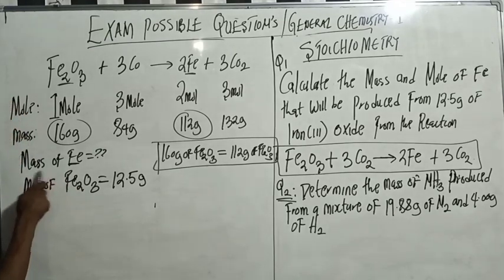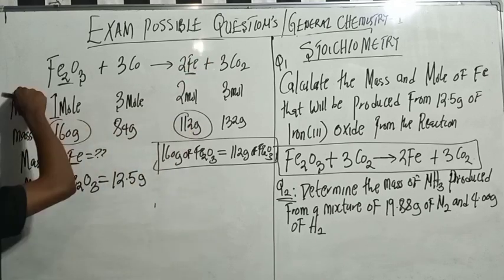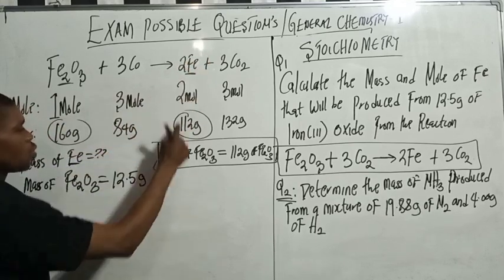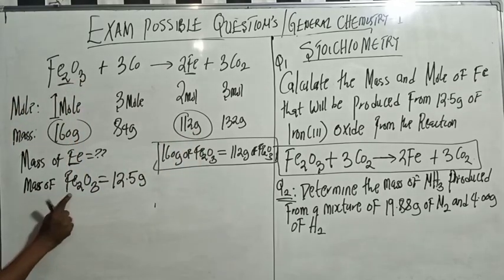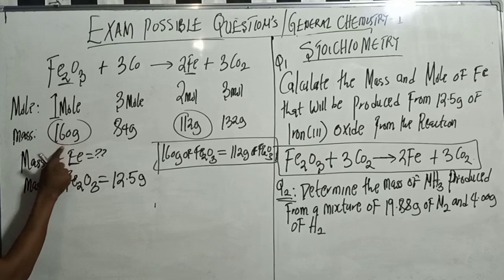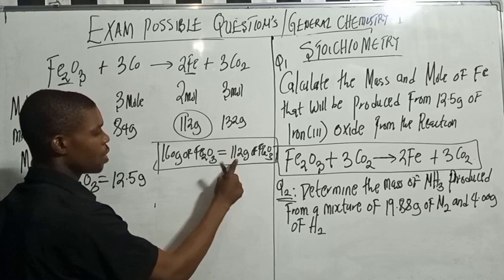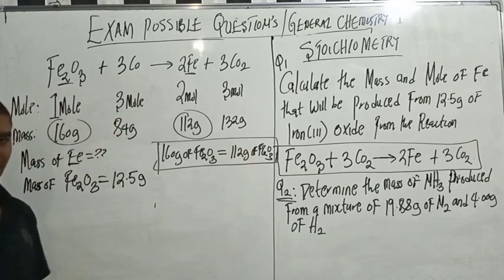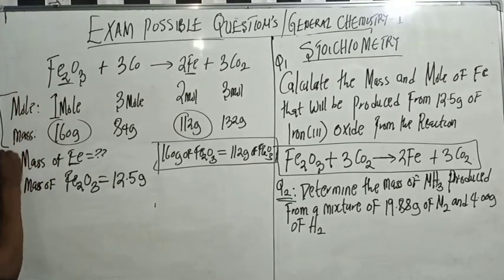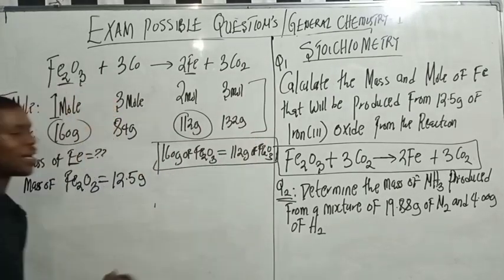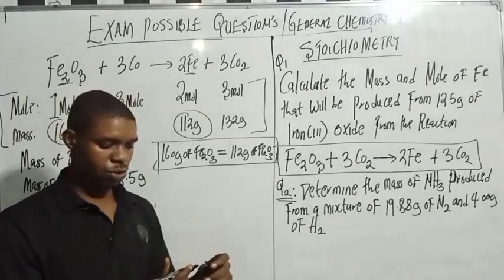Now they ask me about the mass of iron. If you come to this place here, the mass of iron is what? Remember here we have mole and mass, right? The mass of iron is 112 gram, right? And for Fe2O3, they gave us the mass, which is 160, right? So it's going to be 160 gram of Fe2O3 equals 112 gram of Fe. Do you see that? So for the balanced equation, if you can do something like this here, you have eliminated about 3 to 4 steps that you are supposed to take when solving with the normal method.